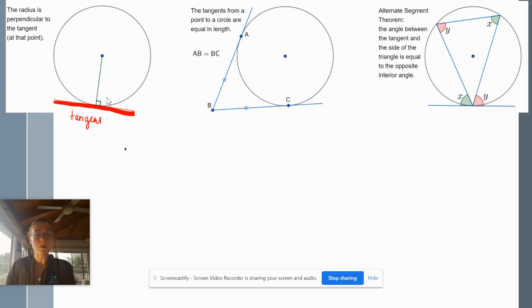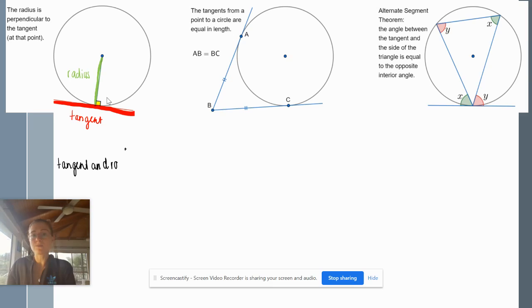The first theorem involves a tangent. So the tangent, remember, just scrapes the circle circumference once, and we have our radius, so from the point on the circumference to the center. These two will always meet at the circumference at a 90-degree angle. So in this case, officially it says the radius is perpendicular to the tangent at that point of intersection on the circumference. So you could write this basically just as the radius is perpendicular to the tangent.